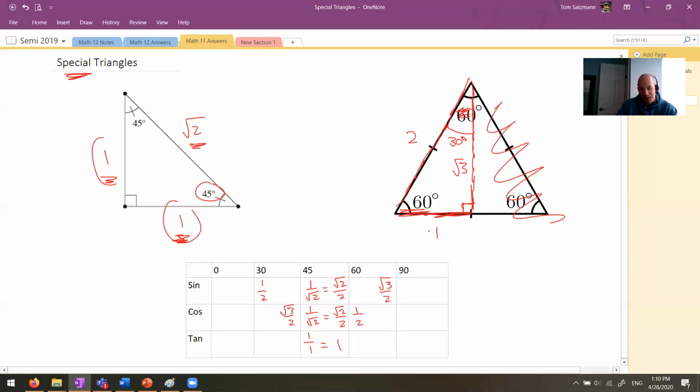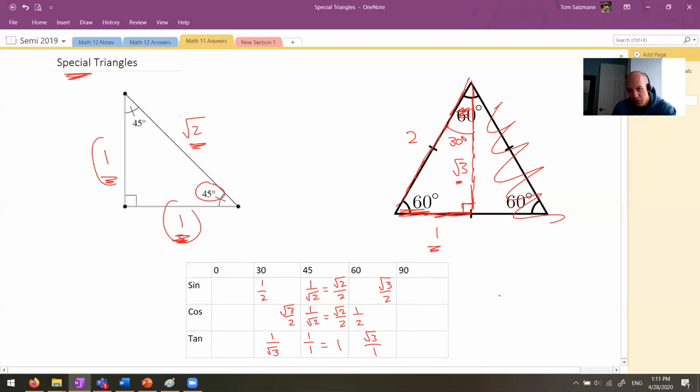And then tan, we can do the same thing. So tan from 30 degrees is opposite over adjacent, so that's 1/√3. So tan of 30 is 1/√3. I'm not too worried about exactly where I put this. And then for 60 degrees, tan is √3/1. Okay.